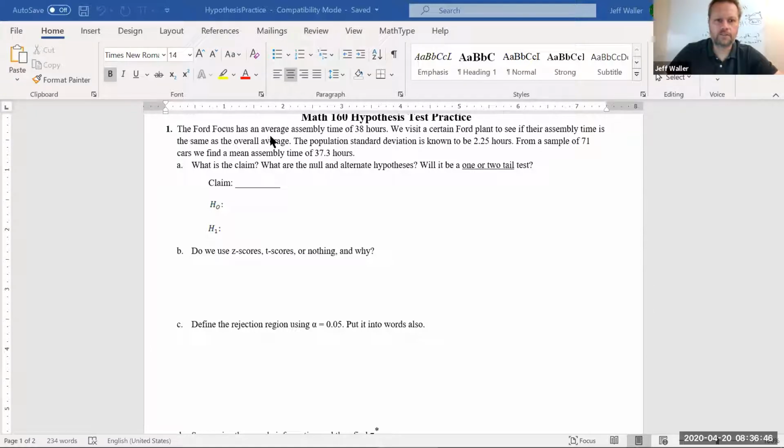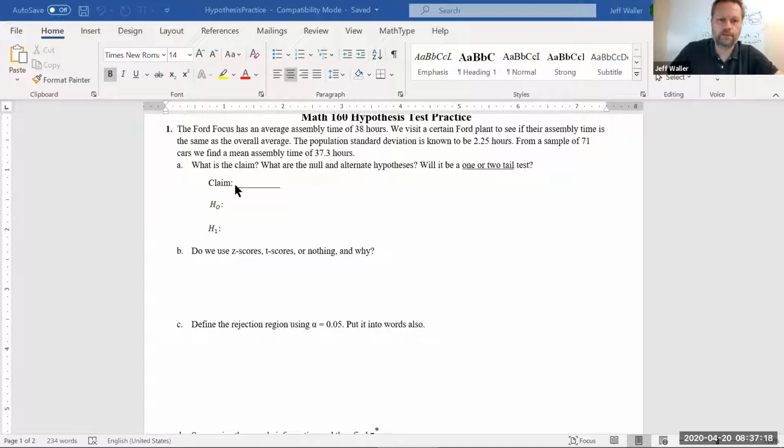The first thing is we just know this: the Ford Focus has an average assembly time of 38. It's known. It's not a claim. We visit a Ford plant to see if their assembly time is the same as the overall average. We want to see if they're doing worse or better. We don't care. How do you write that in mathish? Right there. That's the claim.